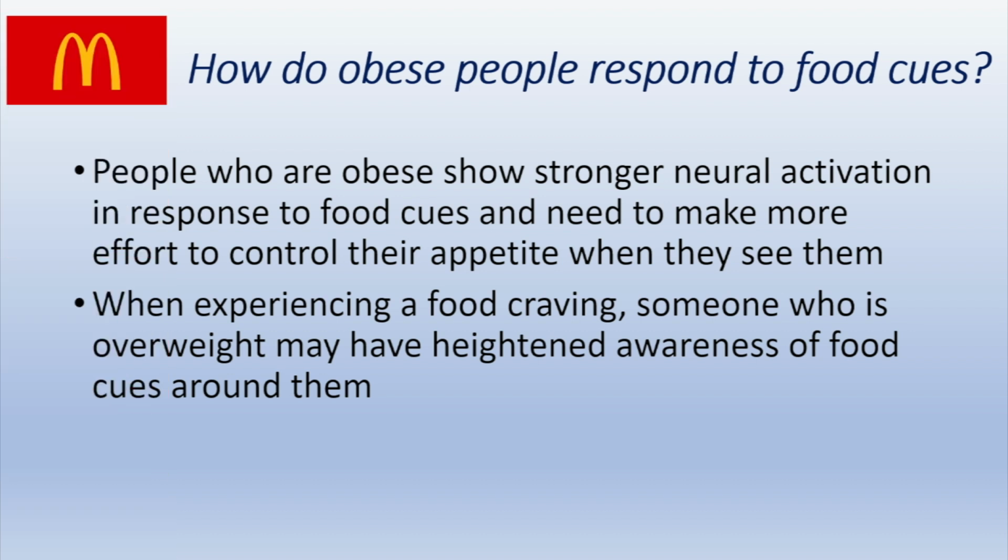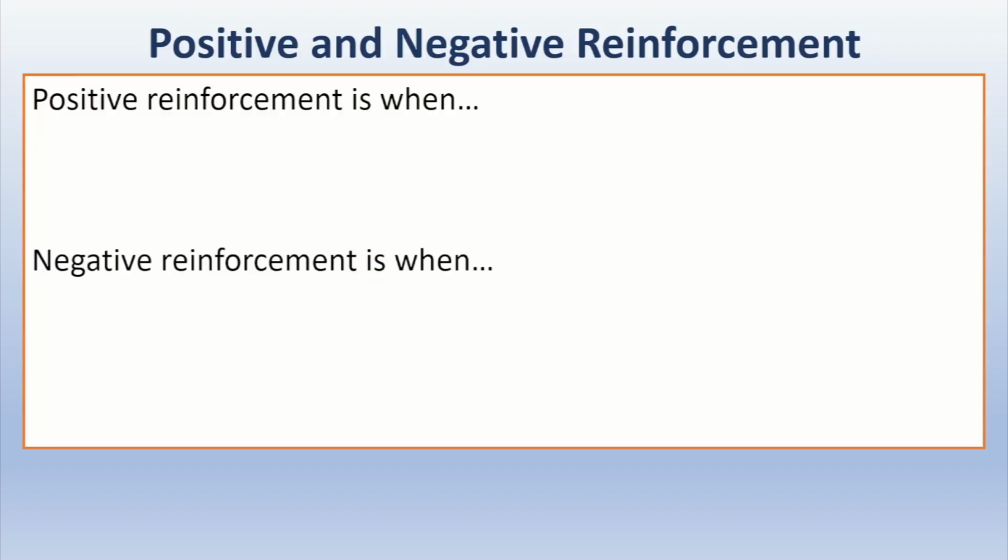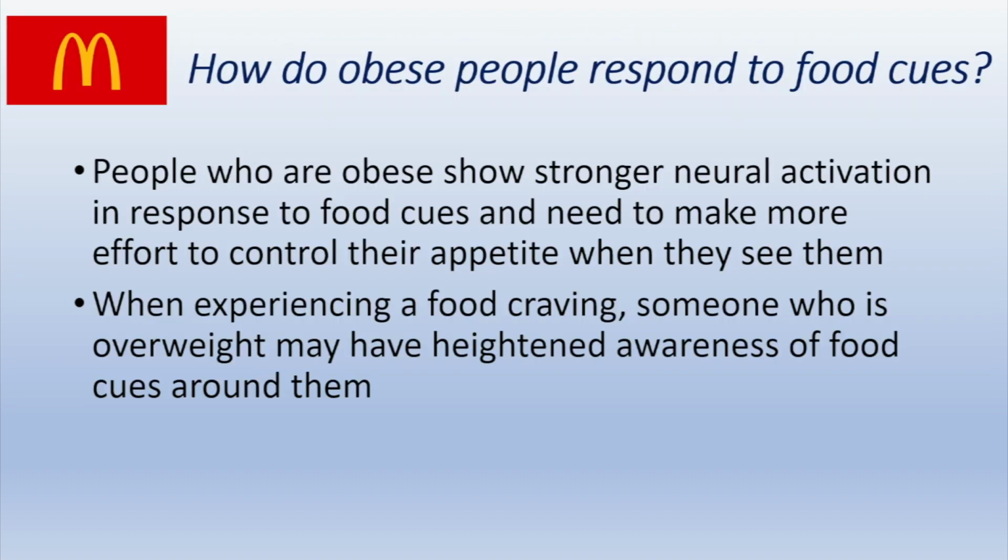So when someone has a food craving, someone who is overweight might have a heightened awareness of the food cues. Not only do they find it harder to suppress the food cues, they might actually have a heightened awareness of it. So they might be more aware and they might be seeing those cues more frequently. So again, if you want to write that up onto page 19 and then press play when you're ready to go through the next section.